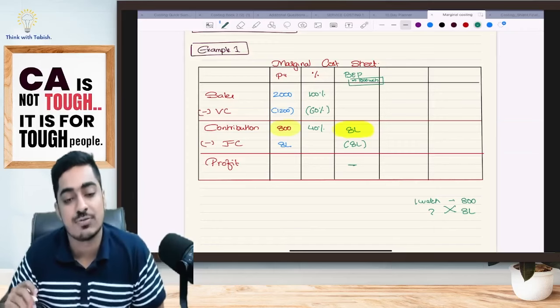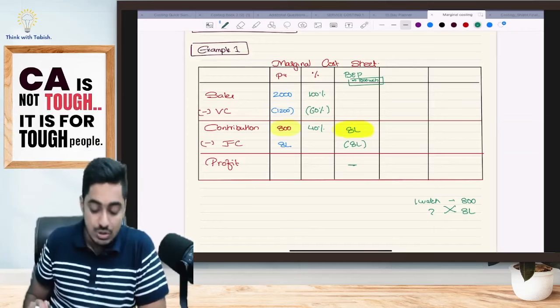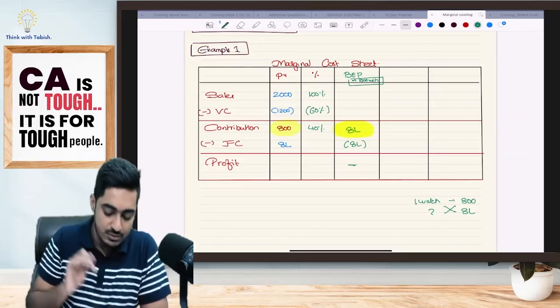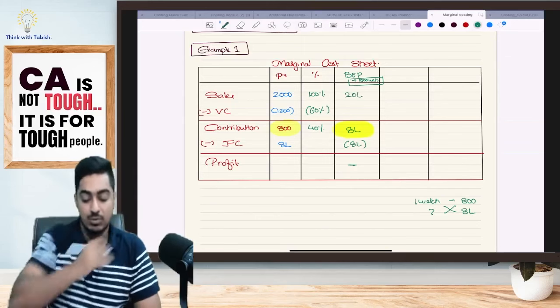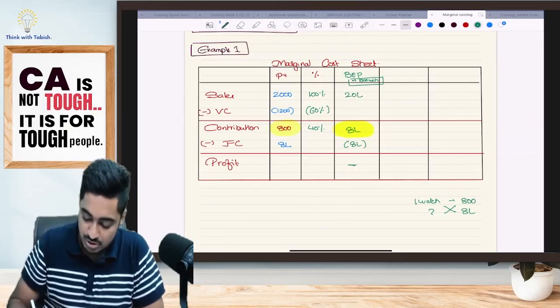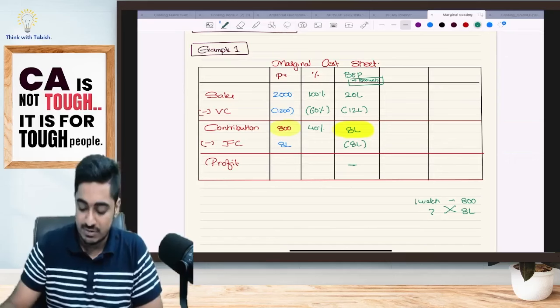Now 1000 watches I've sold. At what price am I selling every watch? Sir, every watch I'm selling at 2000 rupees. That means 1000 watches at the rate of 2000 per watch. My revenue is going to be 20 lakh. For every watch, I have to incur a variable cost of 1200. Yes or no, everyone? Simple. I did not even touch a single formula.